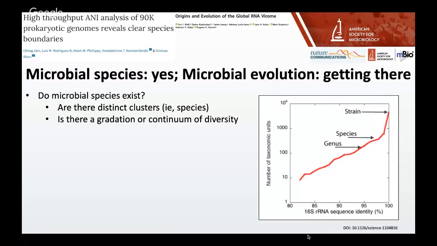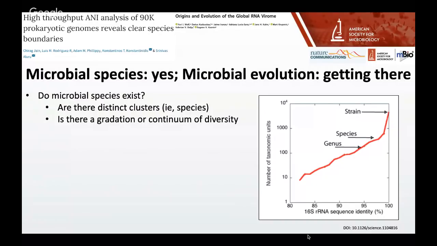So the first study here from Nature Communications looks at the question of whether microbial species exist. There are basically two different ways you can think of microbial species. One is that there are distinct clusters, that is, species that cannot interact with other clusters.